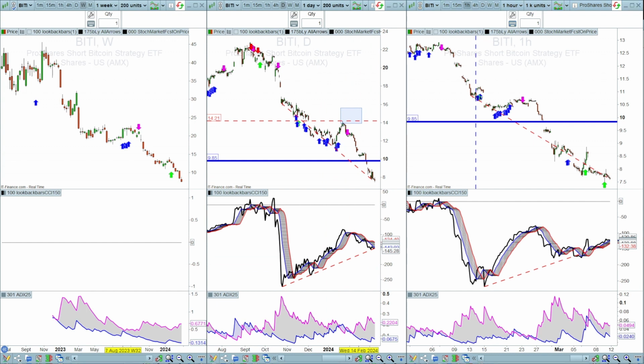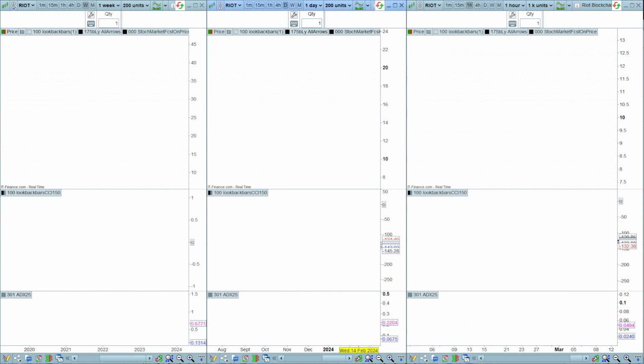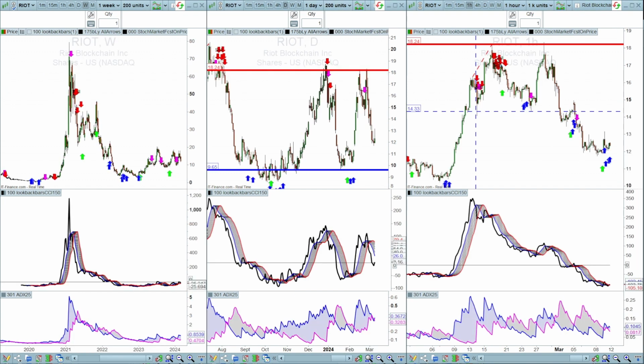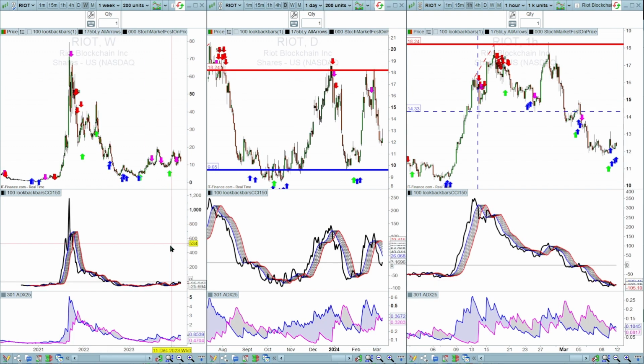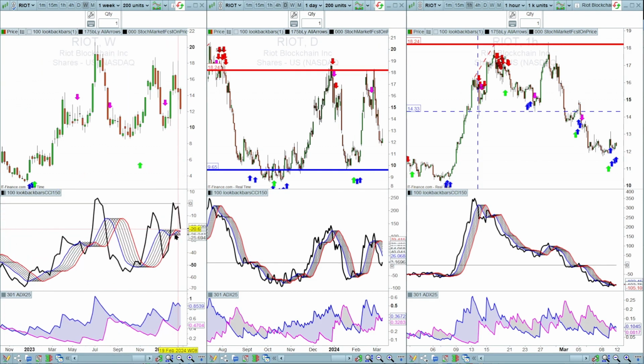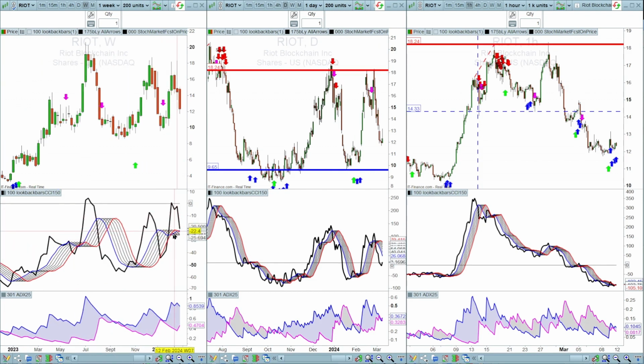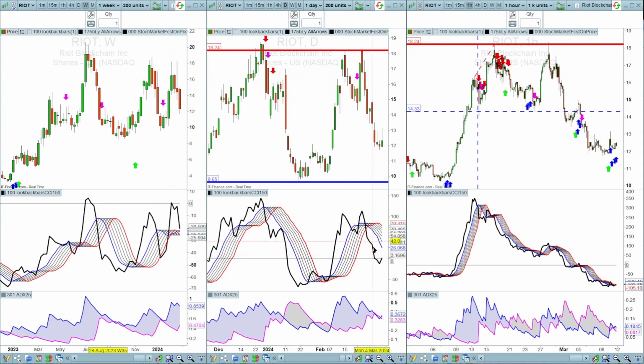Lastly, we're going to look at Riot blockchain, RIOT. Again, looking at this one, that's also starting to break down towards the moving average band on the weekly. So be careful about going long, even though ADX is showing bullish movement. On the daily, it's already broken below onto a short positioning. So if this breaks below that band on the weekly, then we can start taking short trades so long as the weekly and the daily are aligned.